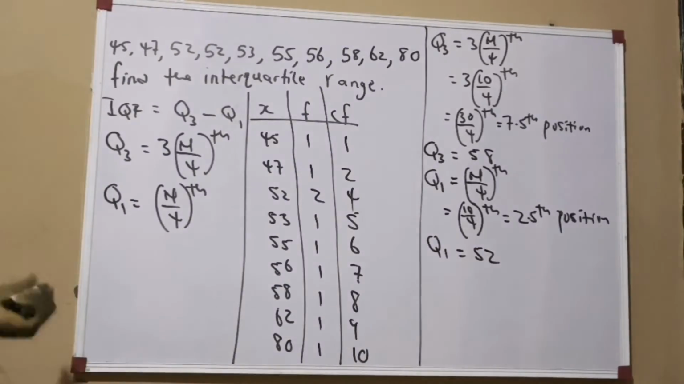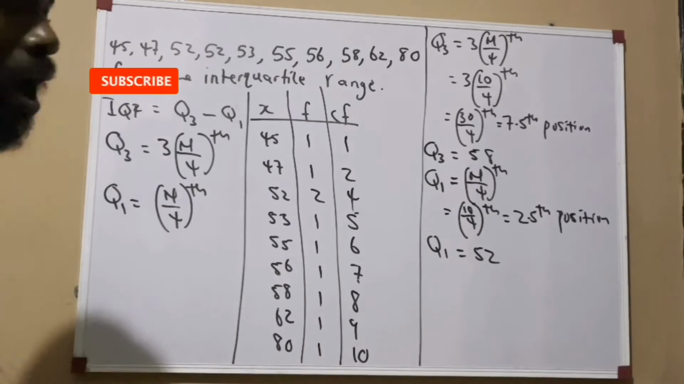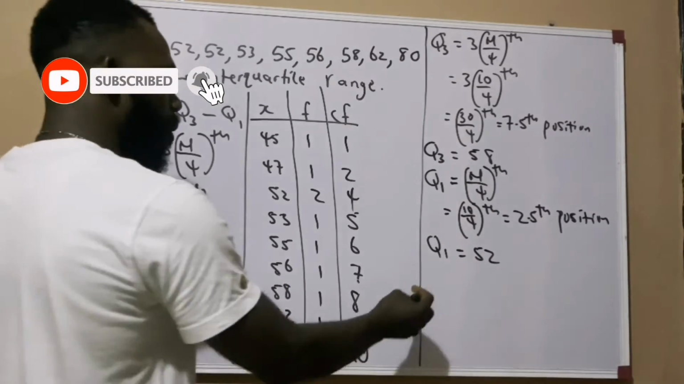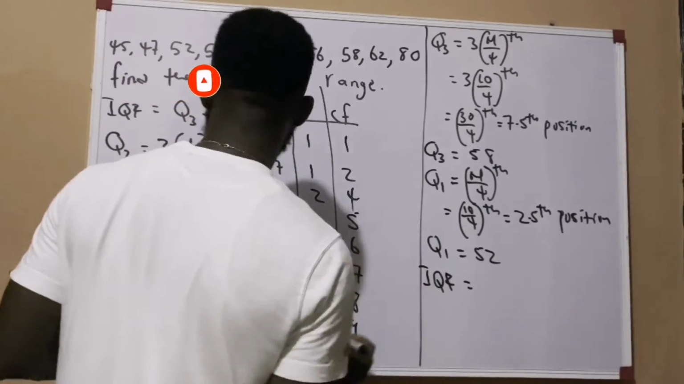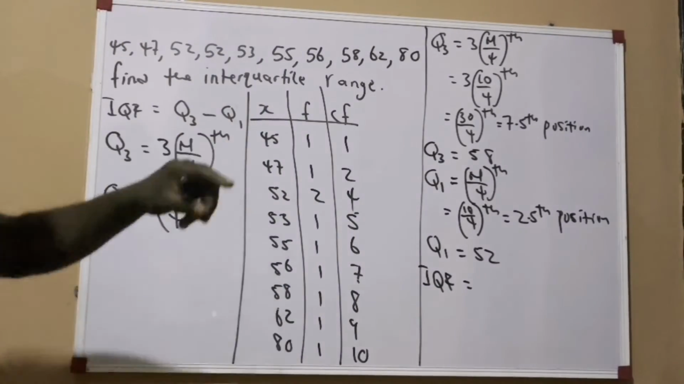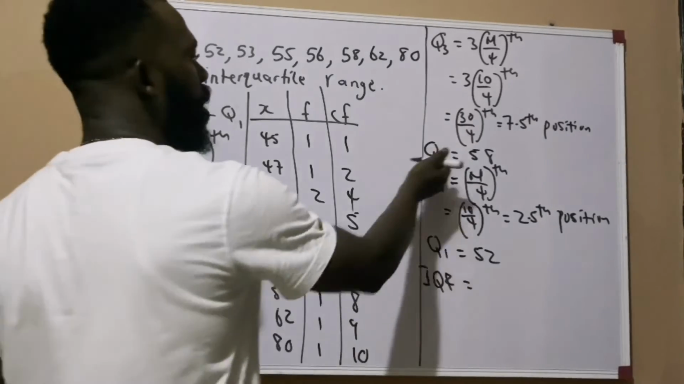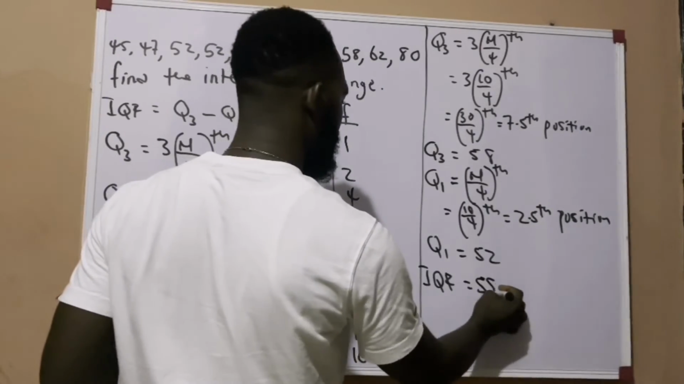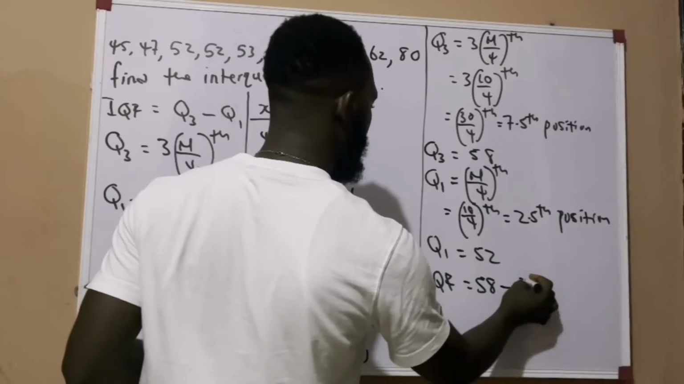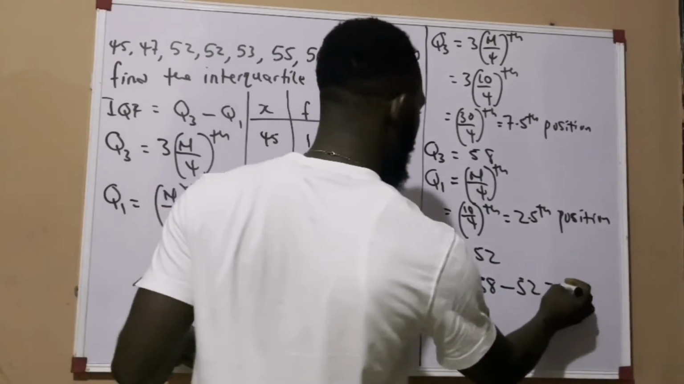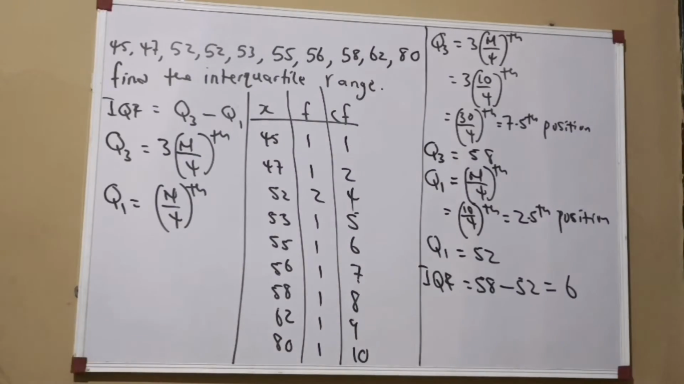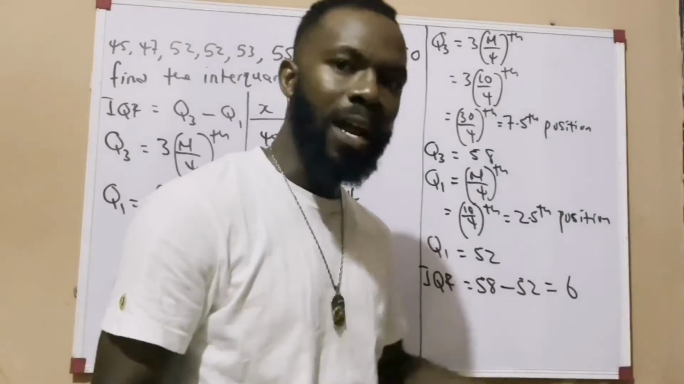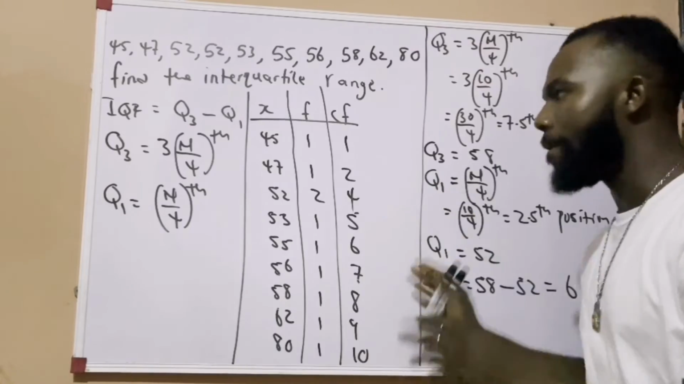Now that we know our Q3 and our Q1, we can solve for our interquartile range. Remember, the formula for interquartile range says Q3 minus Q1. Our Q3 was 58 and our Q1 was 52, so our answer to that question is 6. This is how you can solve for interquartile range using this method.